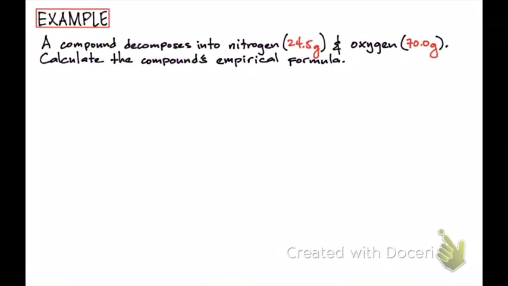All right, so let's look at an example here. A compound decomposes into nitrogen and oxygen. Calculate the compound's empirical formula. So you're given the masses of the elements involved in that compound. You have 24.5 grams of nitrogen and 70.0 grams of oxygen. And in order to determine the empirical formula of this compound, you need to follow the 3 steps.